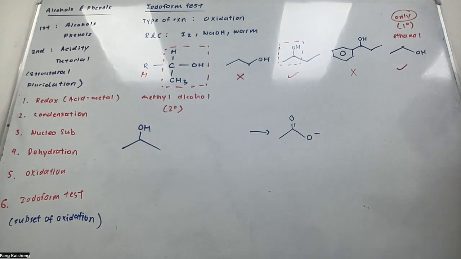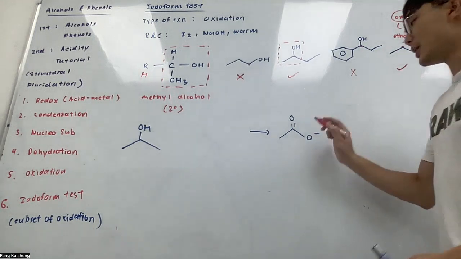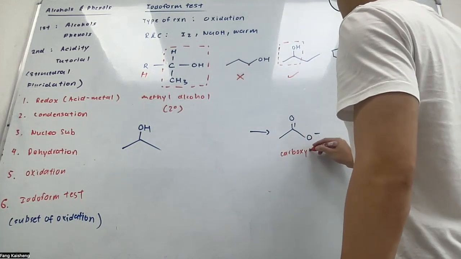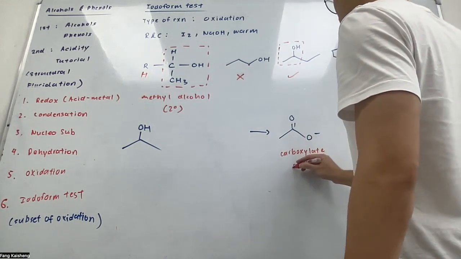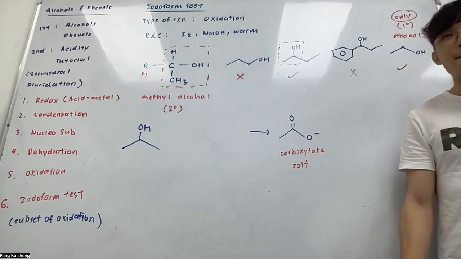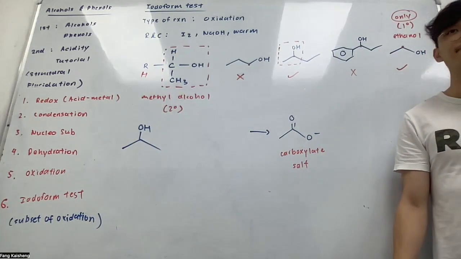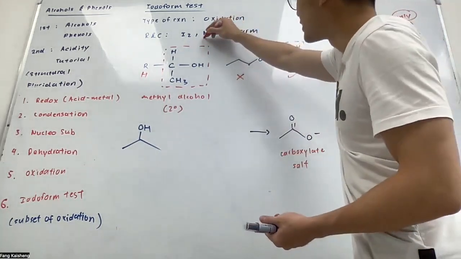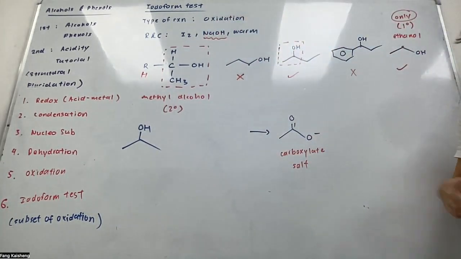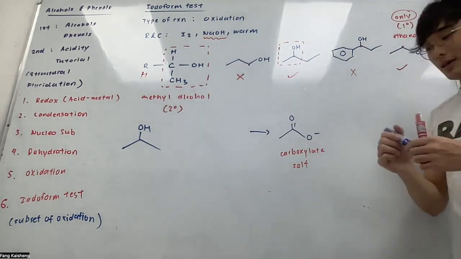It's similar to a carboxylic acid, right? But it is not a carboxylic acid because it doesn't have H. This is the carboxylate salt. Why is it a carboxylate salt? Why is it not a carboxylic acid? Because of basic conditions. Under basic conditions, obviously you're going to get a salt instead.